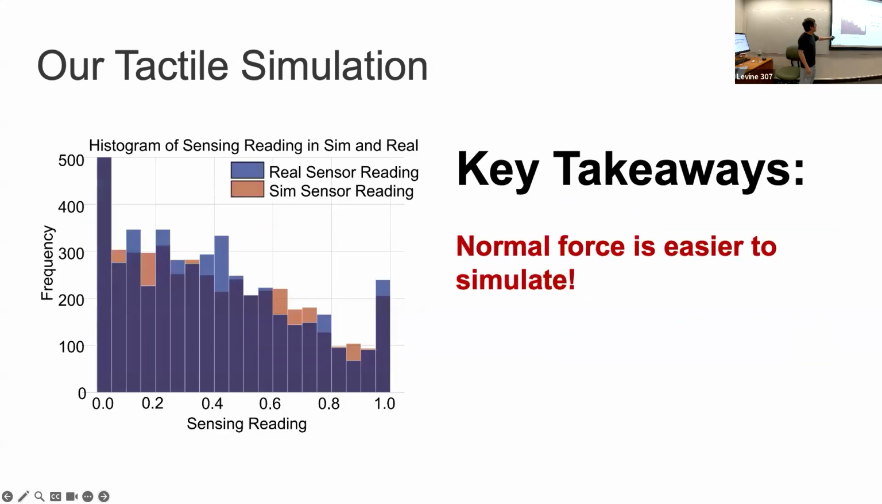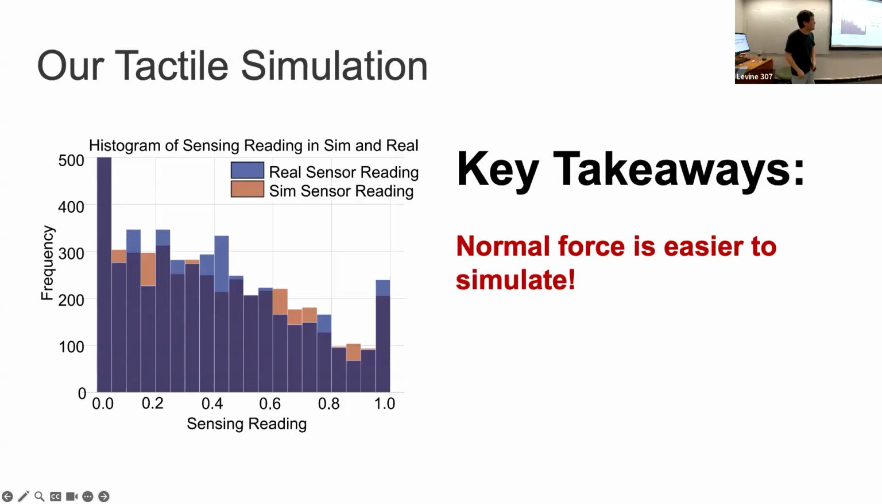So here is the histogram. The blue one is the real tactile sensing, and the yellow one is the simulated tactile sensing. We use the same calibration trajectory, record the sensor readings, and plot the frequency of each sensor reading. We can see, even though they are a little bit different, I think it's a close match.